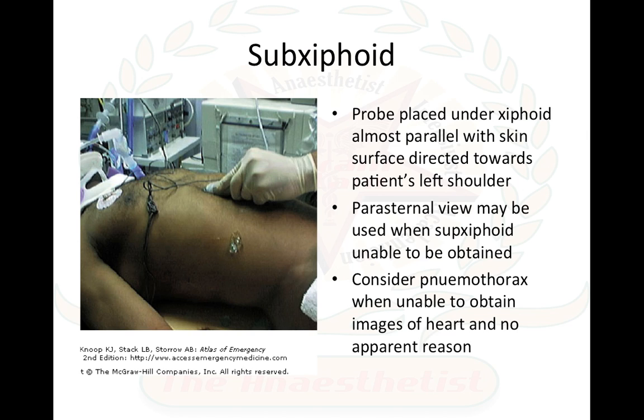Subxiphoid view: we have to place the probe below the sternum. The probe is placed under the xiphoid almost parallel with the skin surface, directed toward the patient's left shoulder. A parasternal view may be used when a subxiphoid view is unable to be obtained. Consider pneumothorax when unable to obtain images of the heart for no apparent reason. If you don't find any images of the heart, then there are chances of pneumothorax. Air is coming in between these two.